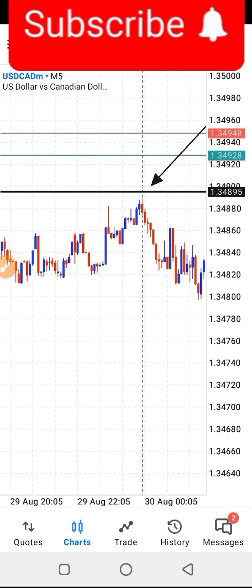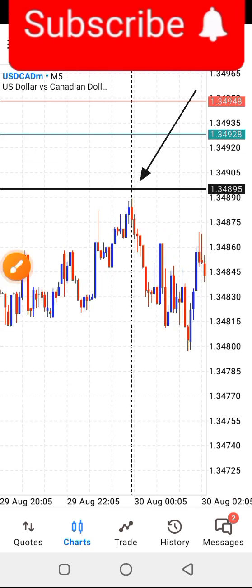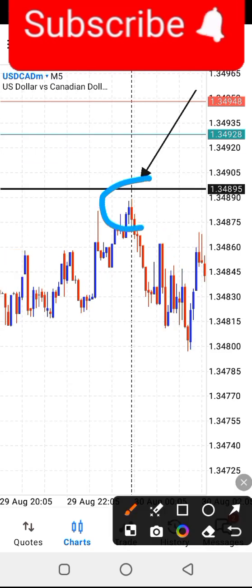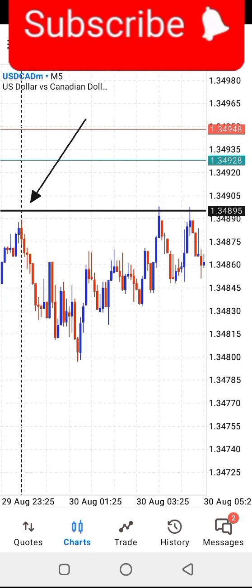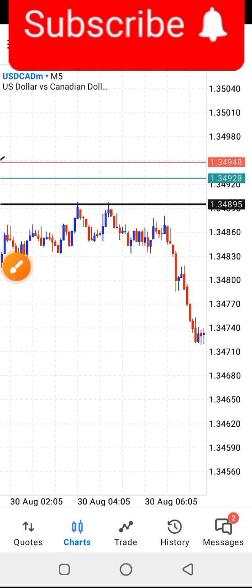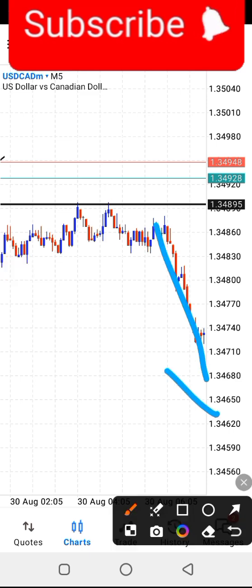So you can see what happened. Price goes back to the level around here. No, it didn't really touch it. It didn't touch it there. This is where it touched it. So it touched it there, and what did we have? We have a downwards movement.